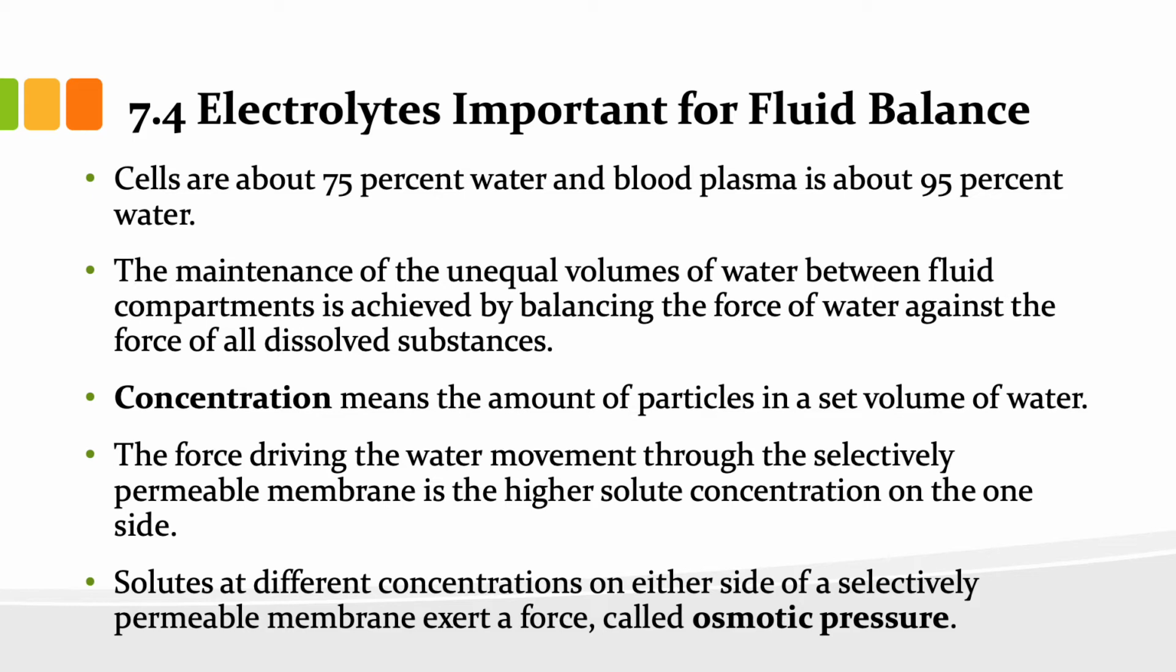Cells are about 75% water, and blood plasma is about 95% water. The maintenance of the unequal volumes of water between these fluid compartments is achieved by balancing the force of water against the force of all dissolved substances. Concentration means the amount of particles in a set volume of water. The force driving the water movement through the selectively permeable membrane is the higher solute concentration on the one side. Solutes at different concentrations on either side of a selectively permeable membrane exert a force called osmotic pressure.